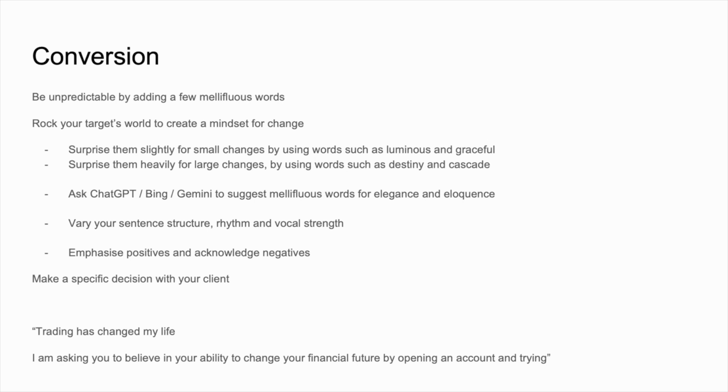Now, just think about those words in the wrong context. If you're asking people to just open an account, then destiny and cascade are much too strong words, whereas graceful and nice and grateful, those words are much nicer. Whereas if you're asking an IB to move their business from one country to another, then the destiny of your business is to cascade your income by moving to Dubai.